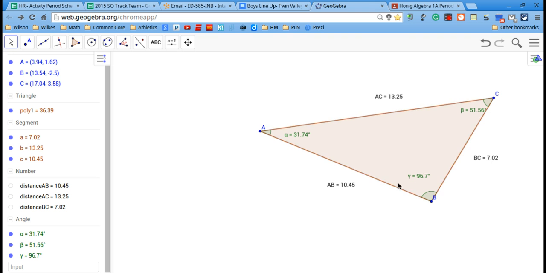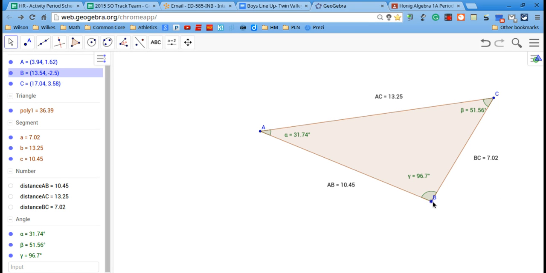For my case, this is why we labeled all three of these. My longest side actually is side AC. And you can clearly see that 13.25 is longer than 10.45 and 7.02. For some of you, that will be a different side depending on your triangle and how you measured it. But in this case, my side is side AC.